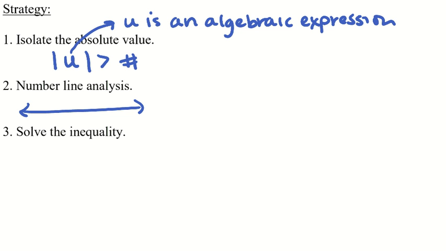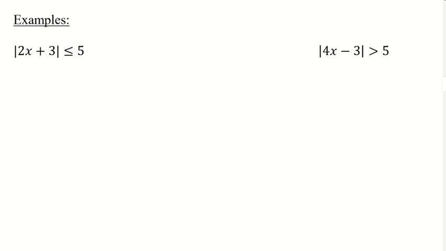Okay, and after I do a couple, I'll go back and look at it in terms of our strategy. All right, so we're starting with the absolute value of 2x plus 3 is less than or equal to 5. The absolute value is already isolated, so I'm going to go to the number line. And then you ask yourself, where is the absolute value less than or equal to 5? Well, it's going to be between -5 and 5. This is where the absolute value is less, and this is where it's equal.